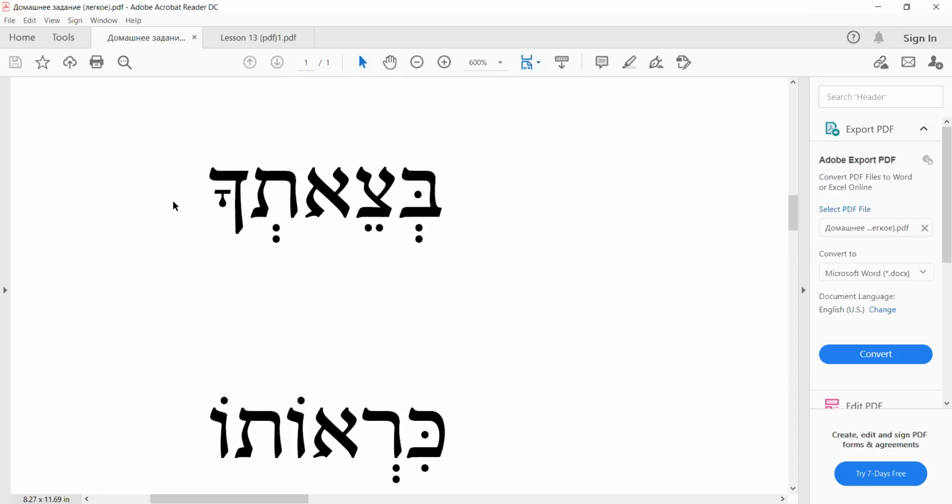Okay, so this one. And he found you. No, this is not matzah. When you went. When you went out. Because the root is yatsa, and yatsa means to go out. So betzetecha means when you went out.